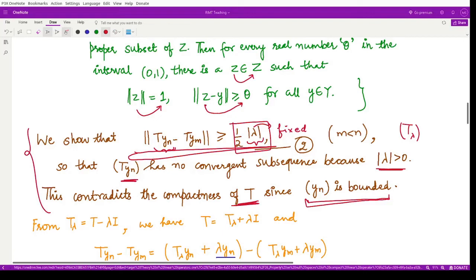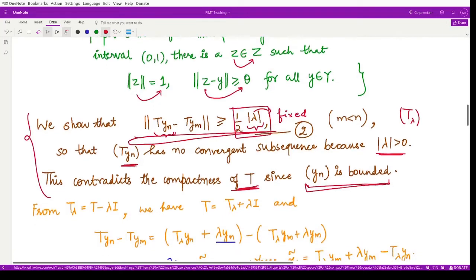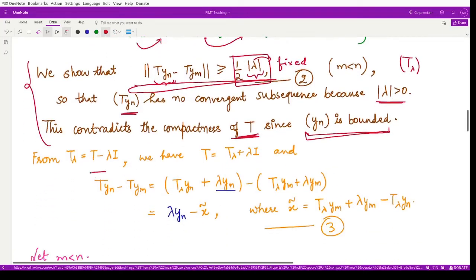In order to prove this, we take the difference Ty_n minus Ty_m. For that, if you remember, what was our T_lambda? It was T minus lambda I. So from here I can extract T. Our T would be T_lambda plus lambda I. Accordingly, this T could be written as T_lambda plus lambda I, and again here this T could also be written as T_lambda plus lambda I.